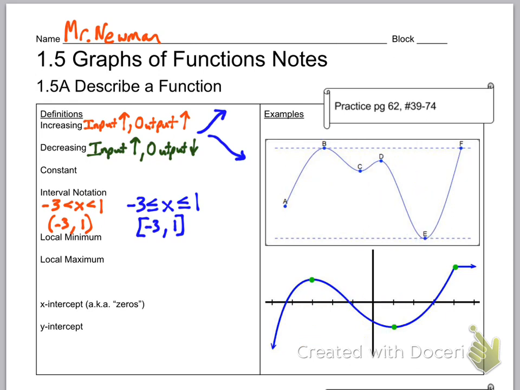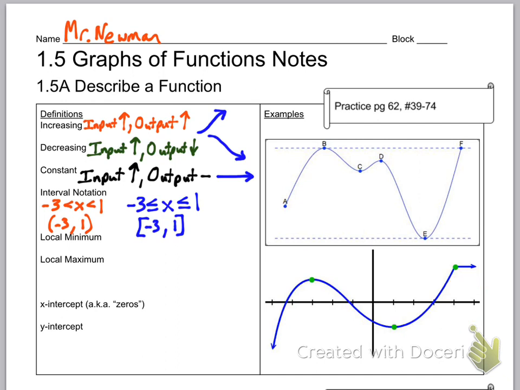So coming on down, next thing is a constant. That's if the input is increasing or the x value is increasing, then the output or the y value is staying the same. So constant functions are always horizontal. The only example we have there is all the way to the right. That is when x is greater than 4 on that graph.